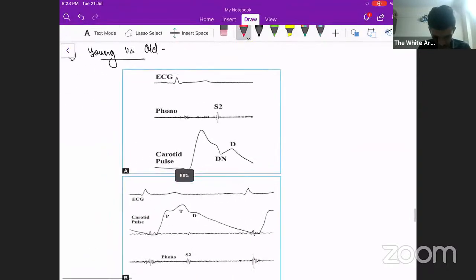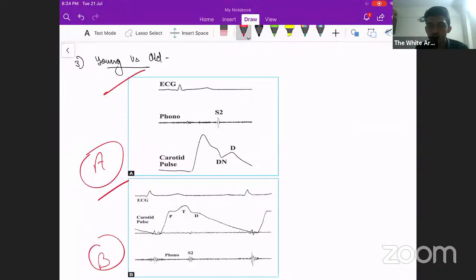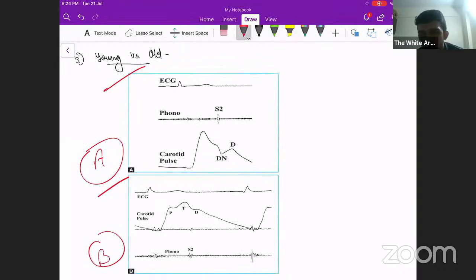Now next is, both are normal, but can you differentiate which waveform is from a young person and which is from an old person, A and B? A is okay. Why do you guys say so? Tidal wave is high. Yes, good. Why does this happen?